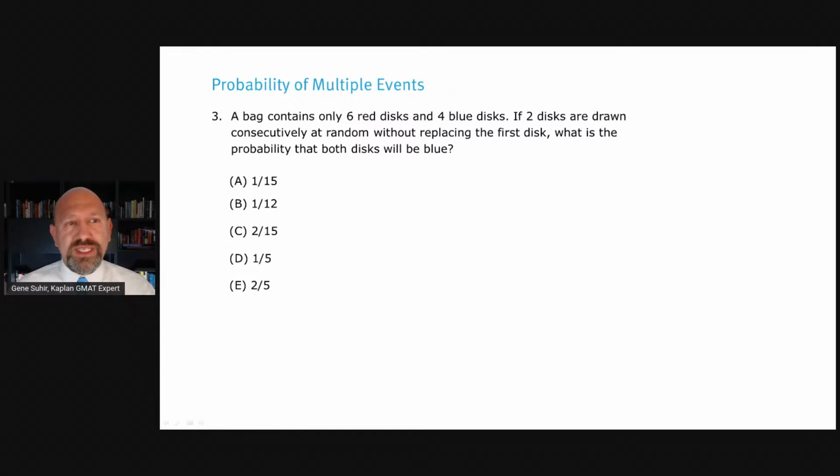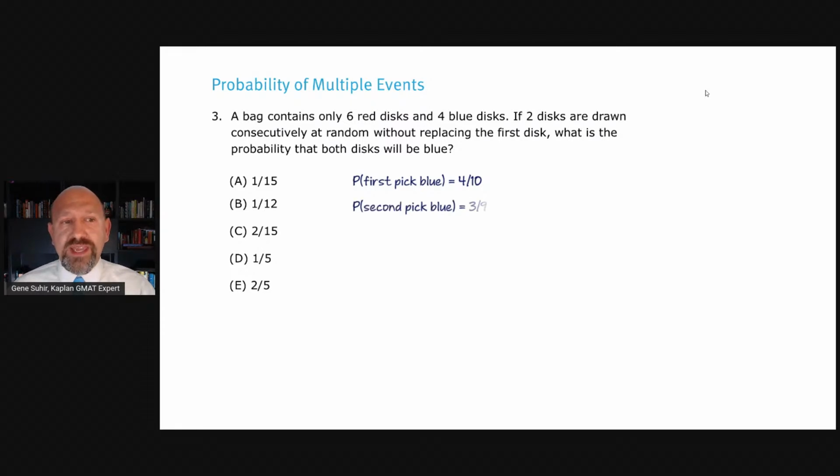A bag contains only 6 red discs and 4 blue discs. 2 discs are drawn consecutively at random without replacing the first. We want the probability that both discs are going to be blue. The first time you go to that bag, you desire a blue disc, 4 of those, out of a total of 10 discs, 4/10, without replacing the first. So we're going to take a blue disc out. We're not putting it back.